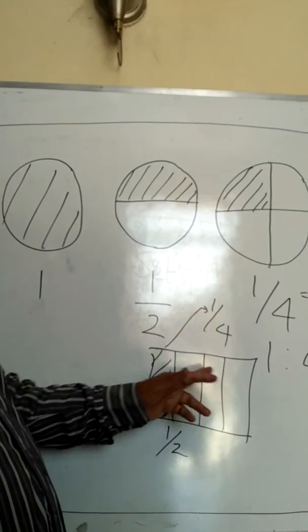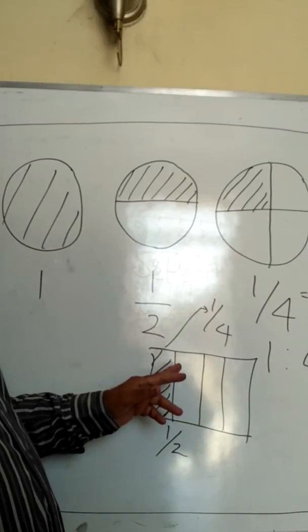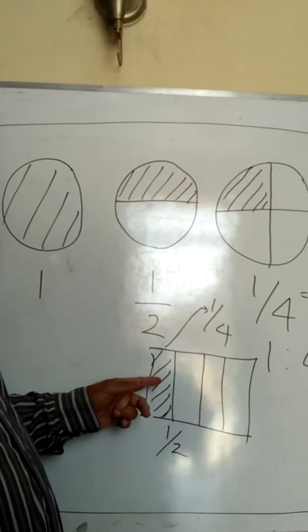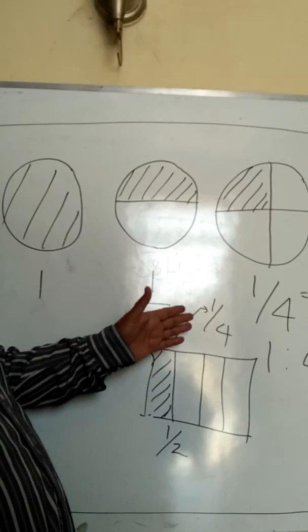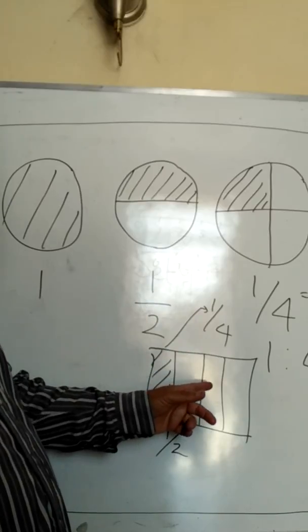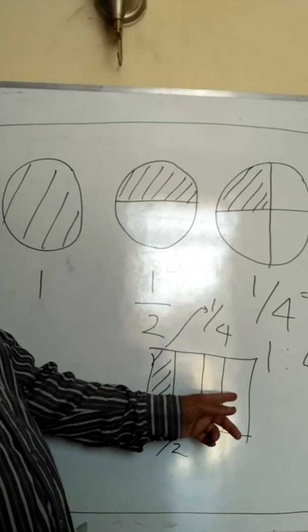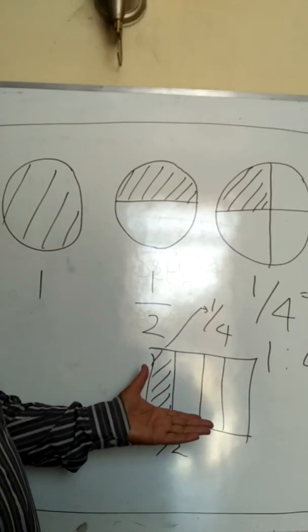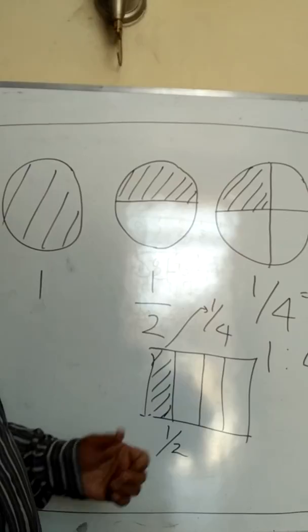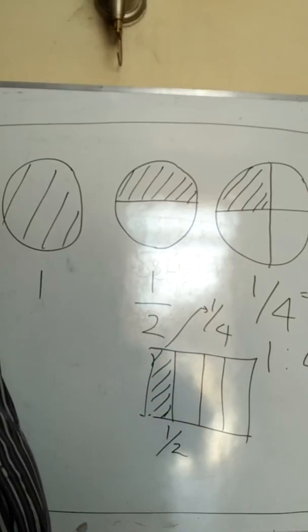Each part is 1 by 4. And I have shown this part as a shaded region. This shaded region is 1 by 4. This is also 1 by 4, and this is also 1 by 4. I can divide it further into 8 parts, 10 parts, 20 parts, and then I will get the fraction accordingly.